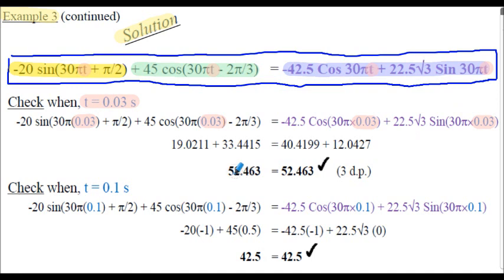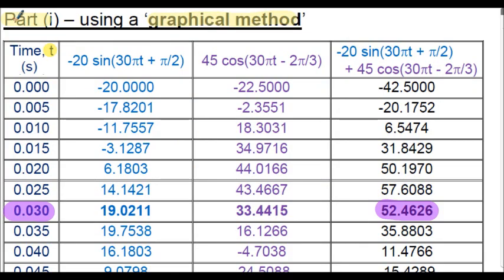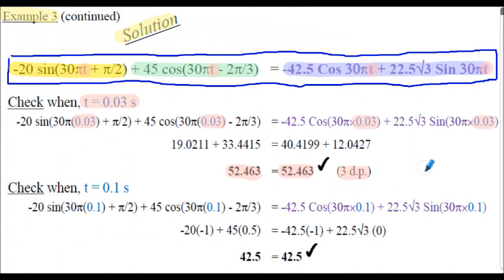Evaluating, I find that the left hand side is 52.463, the right hand side 52.463 to 3 decimal places. And referring back to part 1, our graphical method, for time t equal to 0.03 seconds, the combined waveform has a value of 52.4626 to 4 decimal places. So that confirms our answer to 3 decimal places.